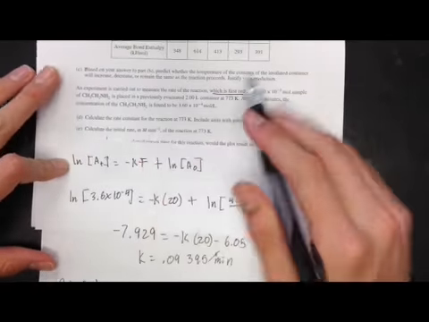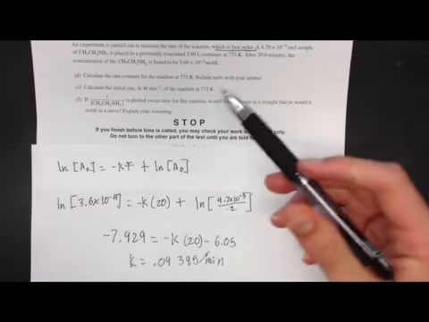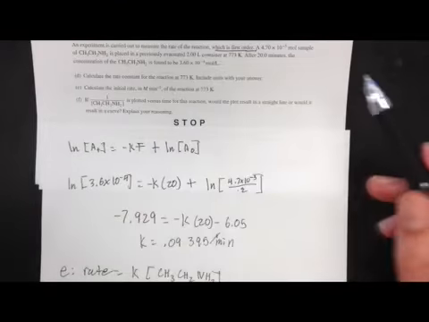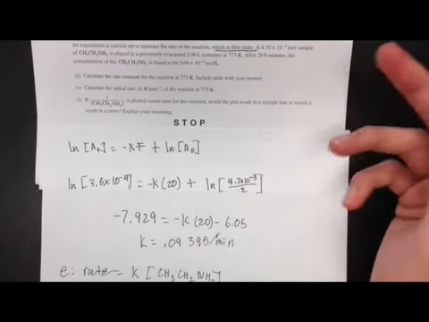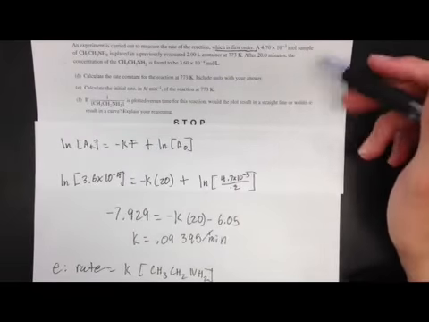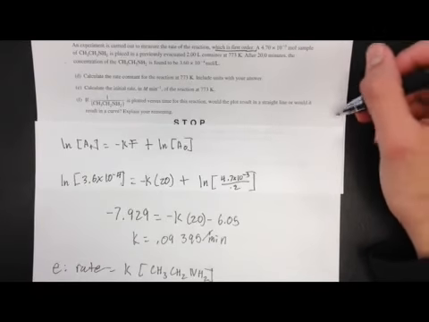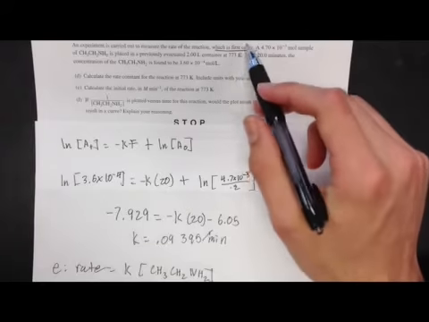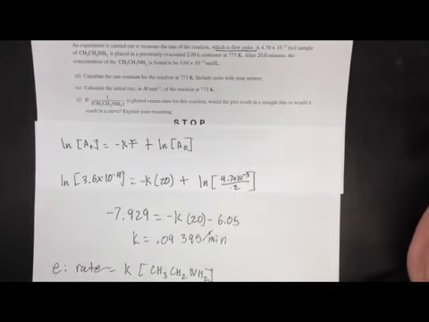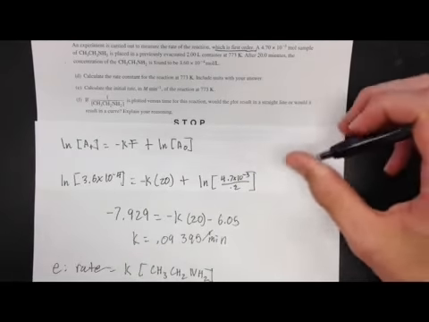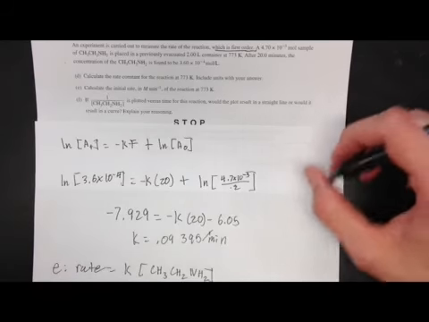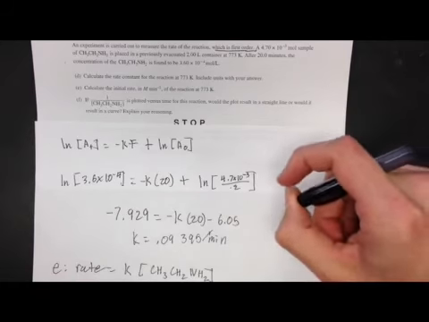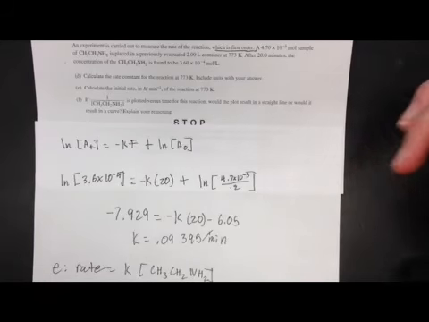For question F, if 1 over CH3CH2NH2 is plotted versus time for this reaction, would the plot result in a straight line, or would it result in a curve? Since the reaction is first order, which it told us in the question, the graph of ln of A versus time is linear. Therefore, the graph of 1 over A is a curve. If the reaction was second order, then it would have been linear.